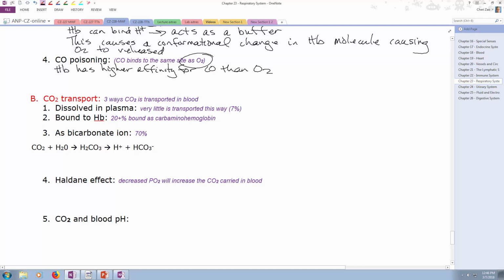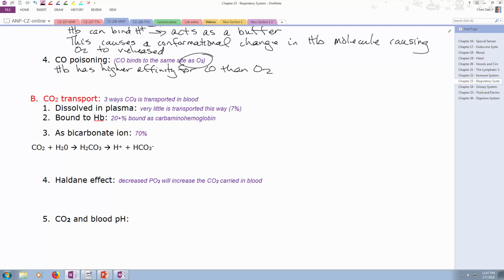What this means is that if you are in an environment where you have a little bit of carbon monoxide and a lot of oxygen, hemoglobin will go, I want carbon monoxide. So it has a higher affinity. It wants carbon monoxide more. The other problem is it always has a higher affinity for carbon monoxide. So it doesn't give it up. So it doesn't matter if you change the pH of the environment. It doesn't matter if you change the temperature. The affinity is going to be higher for carbon monoxide.